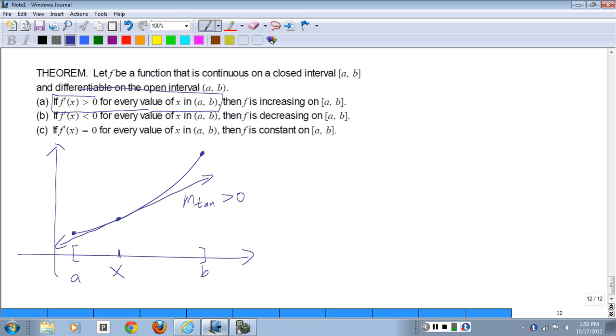We actually need the mean value theorem to prove this theorem. It seems intuitively clear that it ought to be true. But when you think about what it takes to prove that such a thing is true for every value of x in the interval, the mean value theorem comes into play.